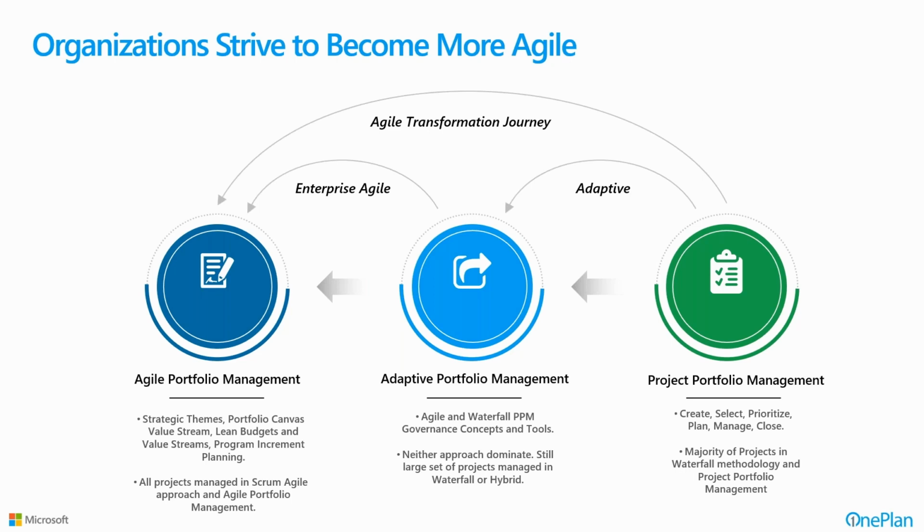But the analysts are saying today that in reality, that journey may take years to fully get there. And they say the vast majority, over 80% of organizations, don't fully get there. They end up either through that transformation in an adaptive portfolio management state, or they stay in an adaptive portfolio management state for the long term. And that's what we're going to talk about here today, is that adaptive portfolio management realm, and how OnePlan, though it's geared towards adaptive portfolio management, can support you wherever you're at in this spectrum.